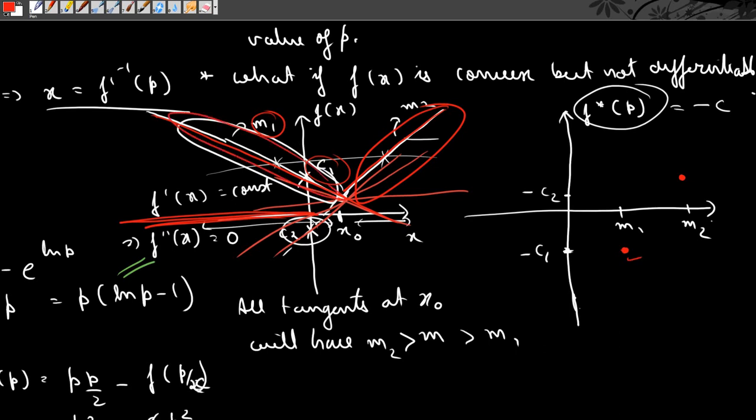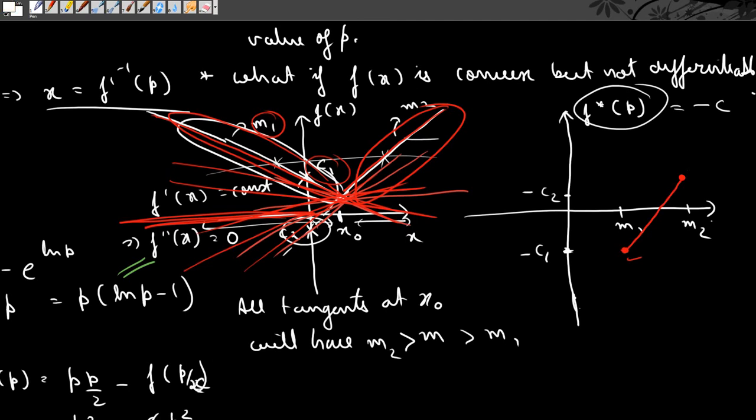And whatever tangents we can draw at this point, which vary from m1 to m2, are going to consist of all the lines having all possible slopes and having intercepts between c1 and c2. So all of these lines will have intercepts varying from c1 to c2 and slopes varying from m1 to m2. So all those tangents are represented by this line.